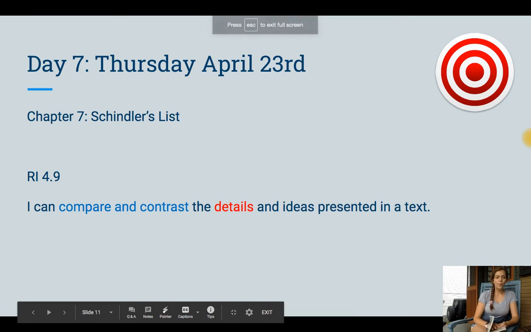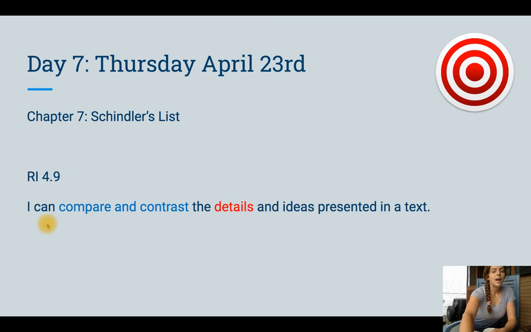Okay? So, today's standard is RI 4.9. So we are still reading informational text. We're looking at 4th grade standards, and we're on the 9th standard, which is actually the very last standard that you'll see in 4th grade. And it is comparing and contrasting. Now, I altered this standard a little bit to make it fit the text that we're reading, and I'll talk to you about that once we get into our other slides. But nonetheless, our I can statement is I can compare and contrast the details and ideas presented in a text.